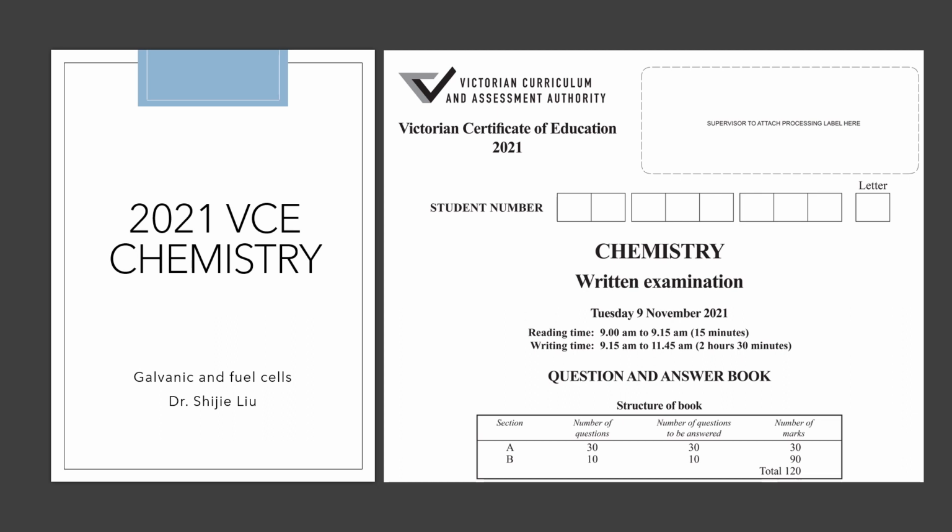Today, let's learn together about the 2021 VCE Chemistry examination. We will focus on questions related to galvanic and fuel cells. Electrochemistry is one of the most difficult sections in VCE chemistry. Another is spectroscopic techniques to analyze organic compounds.